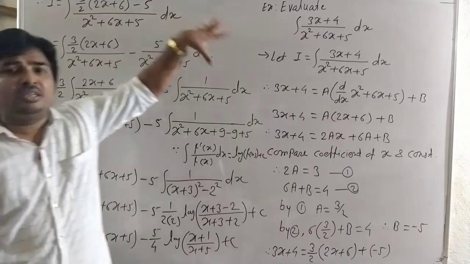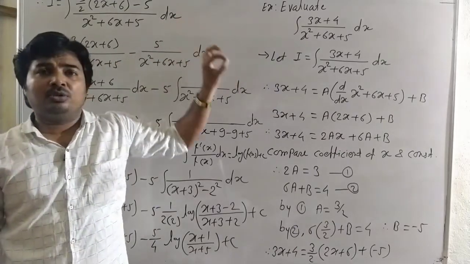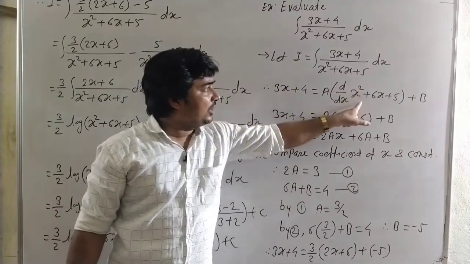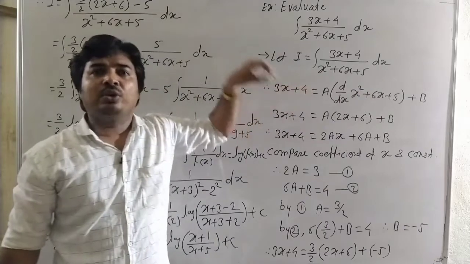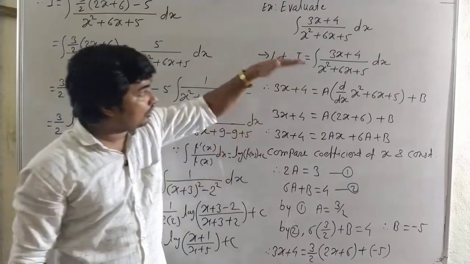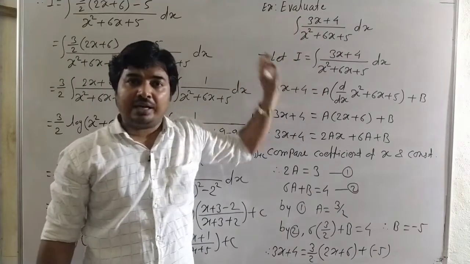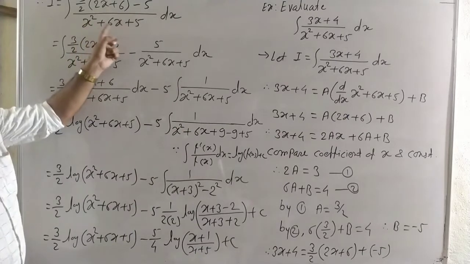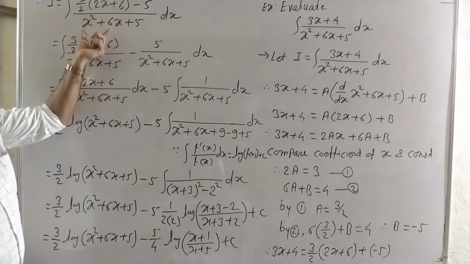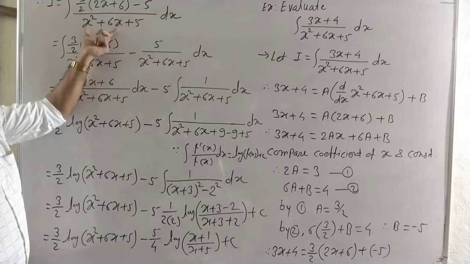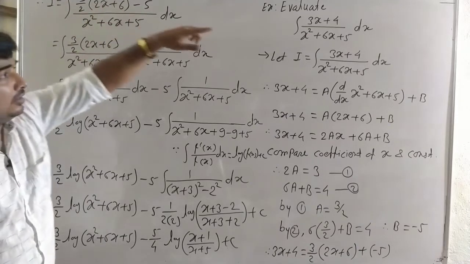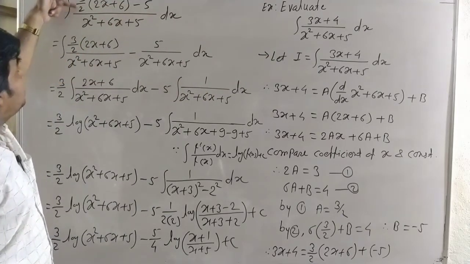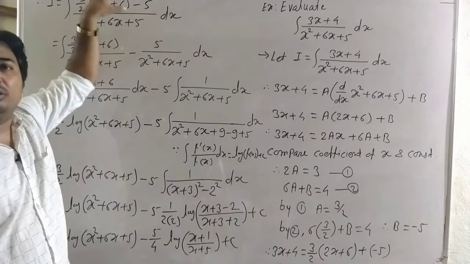Okay, here see carefully. Linear function upon quadratic function. The linear function is equal to a into the derivative of the quadratic function plus b, meaning we adjust the derivative of the quadratic function in the numerator. Here the quadratic is x square plus 6x plus 5. Its derivative is 2x plus 6, but in the numerator there is 3x plus 4. So we adjust two scalars, 3 by 2 and minus 5. Okay, these are the values of a and b.